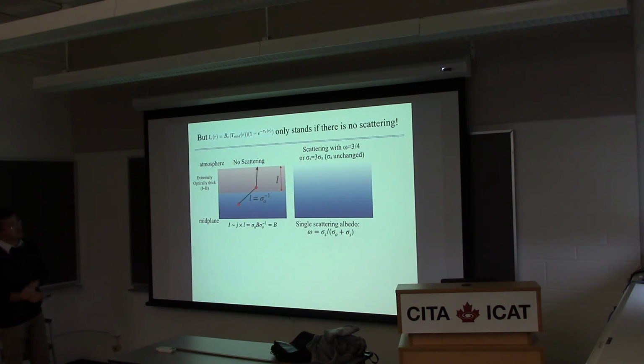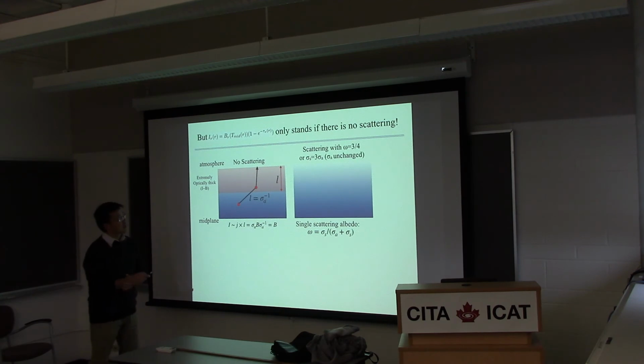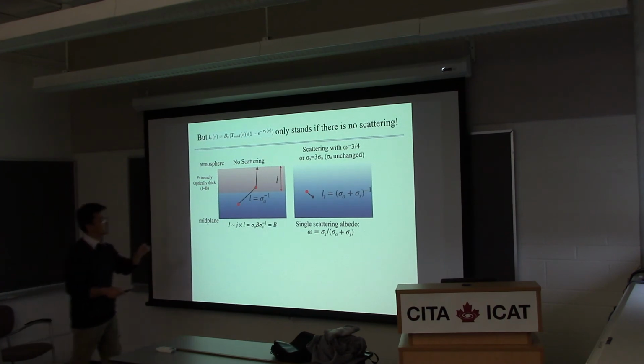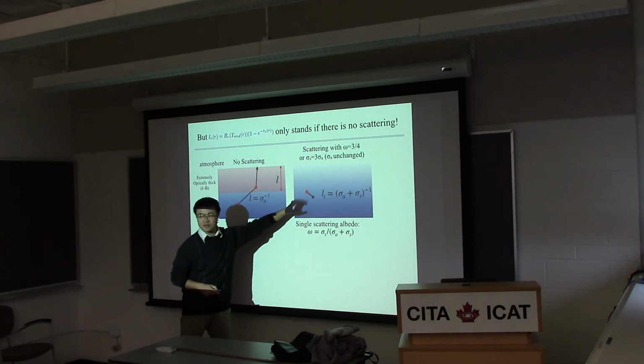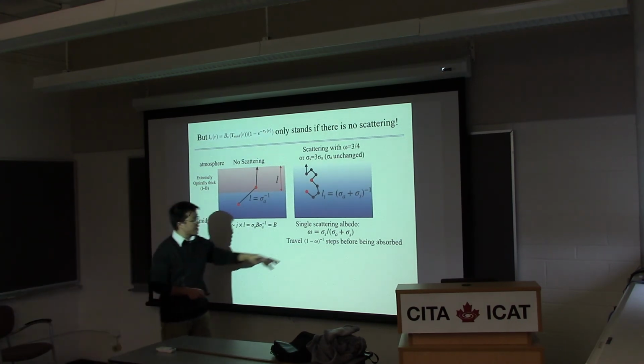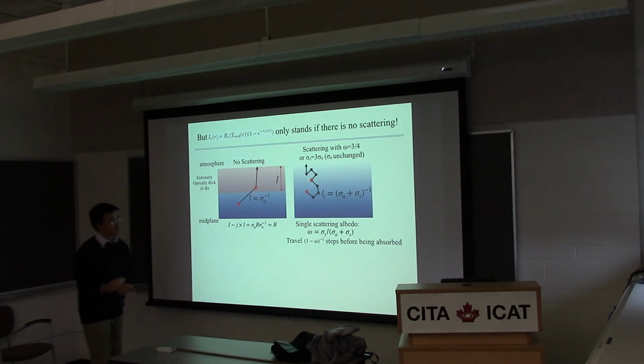But now if we consider scattering, the albedo is 3/4. So the scattering coefficient is 3 times the absorption coefficient. Then the photon will travel 1/4 of the distance before being scattered. Okay. And it will scatter 3 times before being absorbed. So the total length here is still L, but it will scatter. So it will travel these steps, 4 steps, before being absorbed.